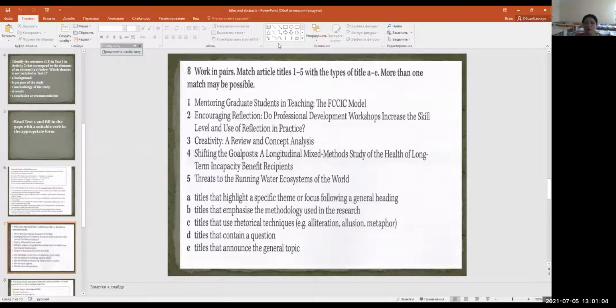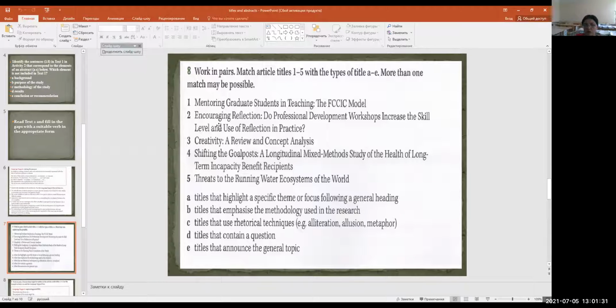So in the next activity, we are going to match article titles from 1 to 5 with the types of title, from A to E. More than one match may be possible. So there are 5 titles here: mentoring graduate students in teaching, the FCCIC model.